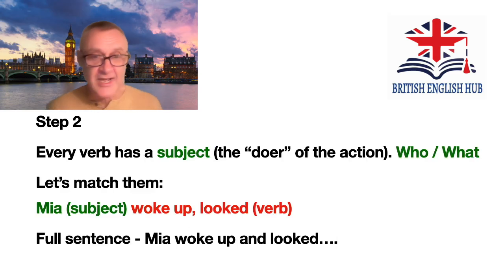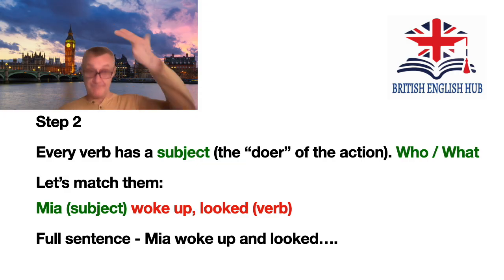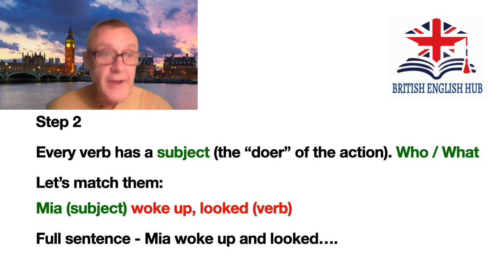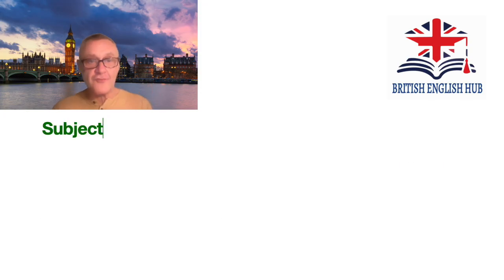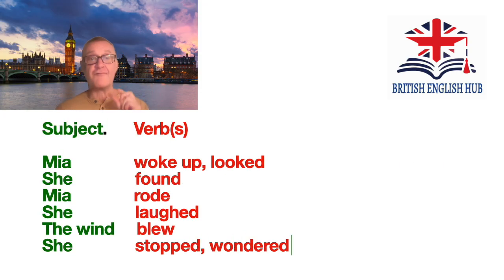Every verb has a subject, the doer of the action, we call that. So who, what, example. Let's match them. Basically, woke up or looked, the verbs we looked at in the previous slide, we add a subject, and we add the name Mia, who's a person, a female. So basically we have the full sentence: Mia woke up and looked. You can separate those two verbs with and. Okay, Mia woke up and looked. So we've now established the subject.